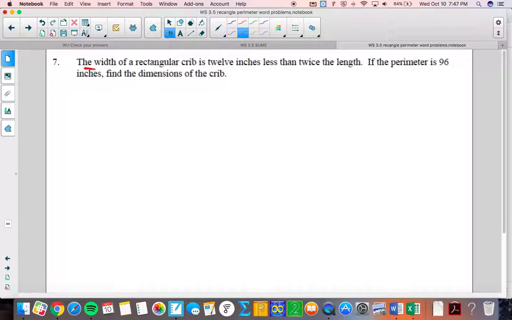I'll go really faster. The width of a rectangular crib is 12 inches less than twice the length. 12 inches less, that means subtraction. Then twice. I circled that because it's a number, it's also an operation: 2 times the length. This is all about the width.